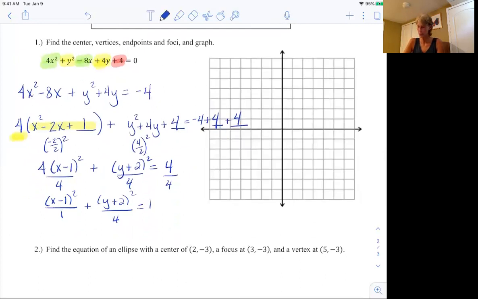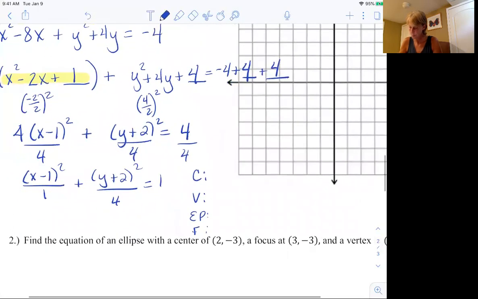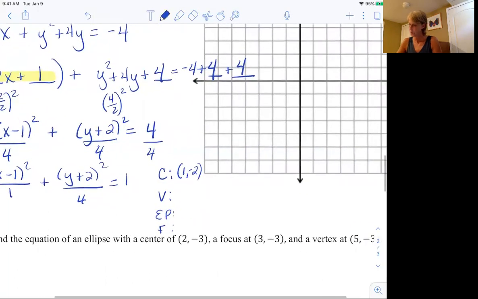Sorry, our work's going to be a little squishy. We have to identify our center, our vertices, our endpoints, and our foci. My center is my h and my k: 1, negative 2. I'm going to go ahead and plot that right away.